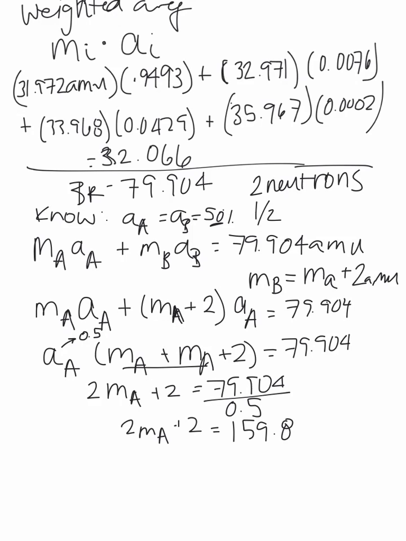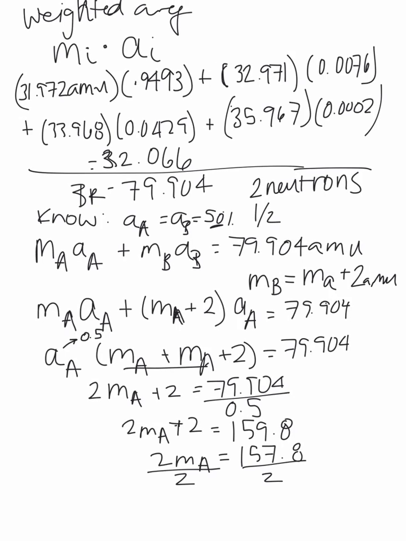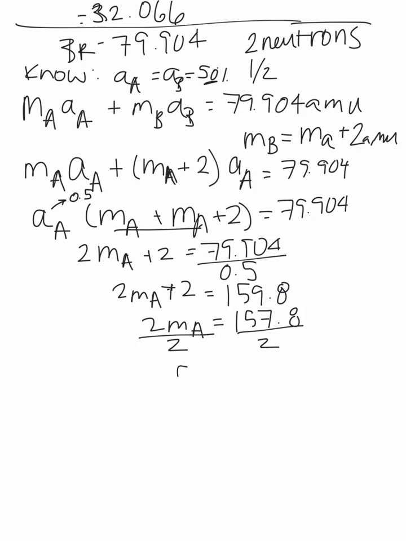or 2MA plus 2 is equal to 159.8. Now we can subtract 2, so 2MA is equal to 157.8. We divide both sides by 2, and then we get that the mass of A is equal to 78.9. Okay, so you know that the mass of A is 78.9 AMU.